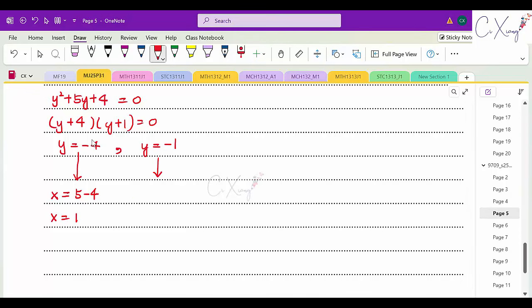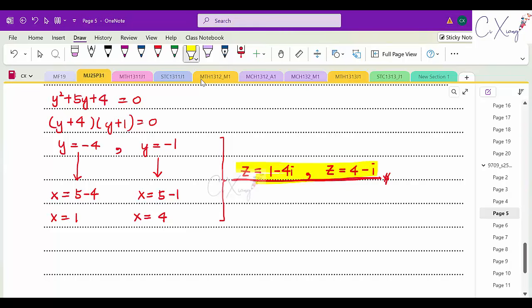Then for this particular answer, x equals 5 minus 1. So x equals 4. Okay, then of course we want to simplify our answer into the complex number form, right? Therefore, the complex number z can be 1 minus 4i. Then another answer is z equals 4 minus i. Alright, so basically this is how we solve question number 3.